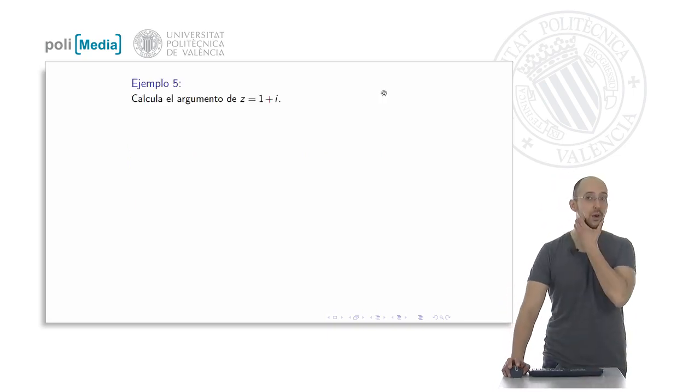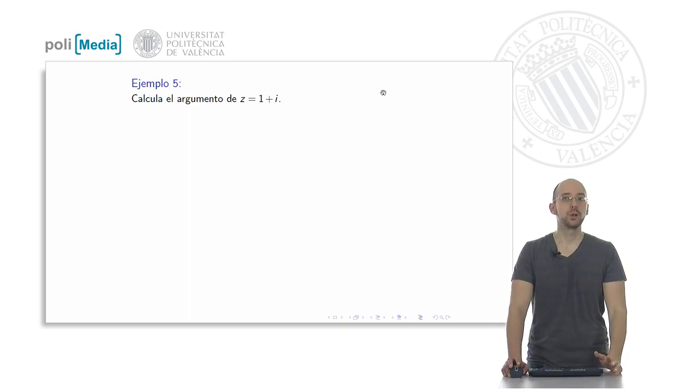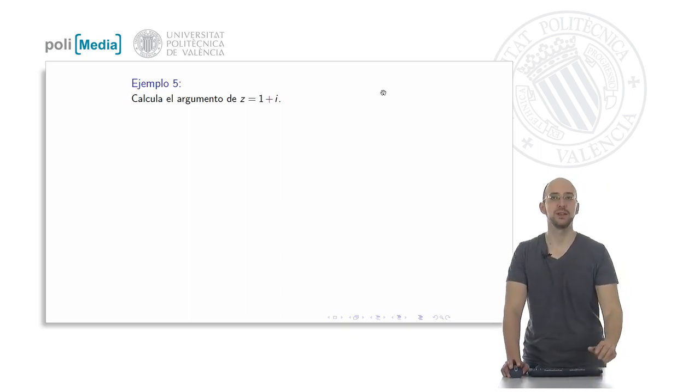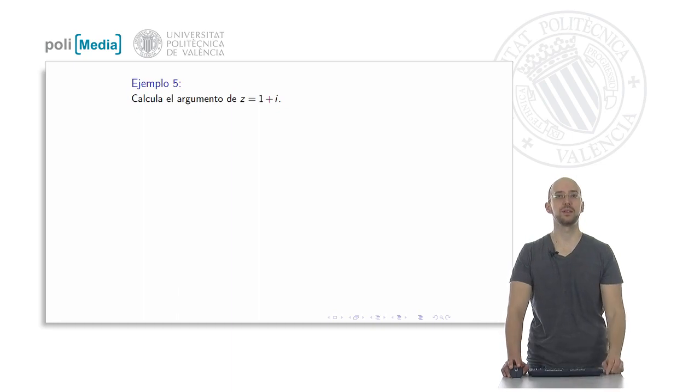Well, let's now calculate the argument of a complex number in which both parts are non-zero. Both the real part and the imaginary part are non-zero.